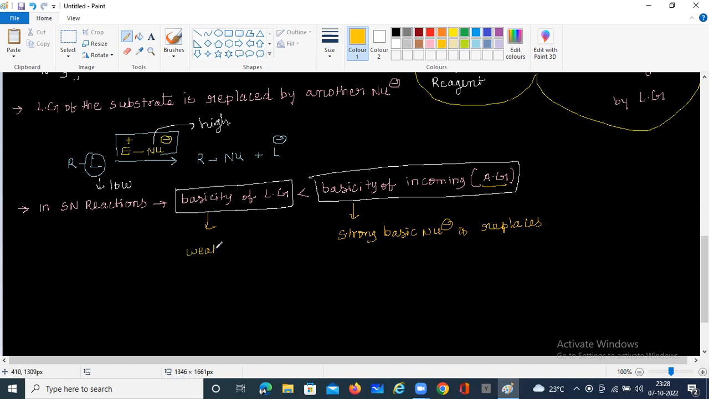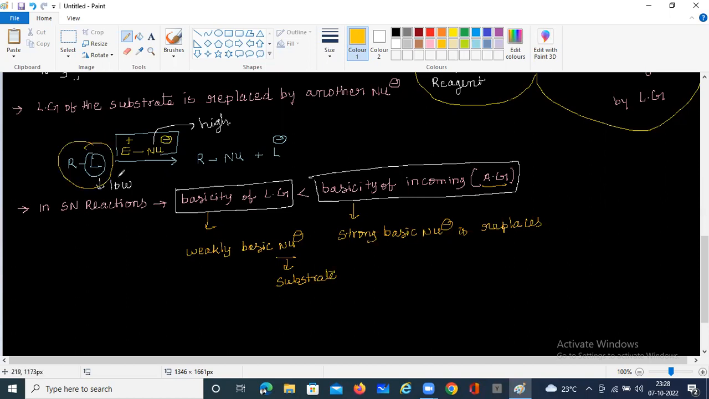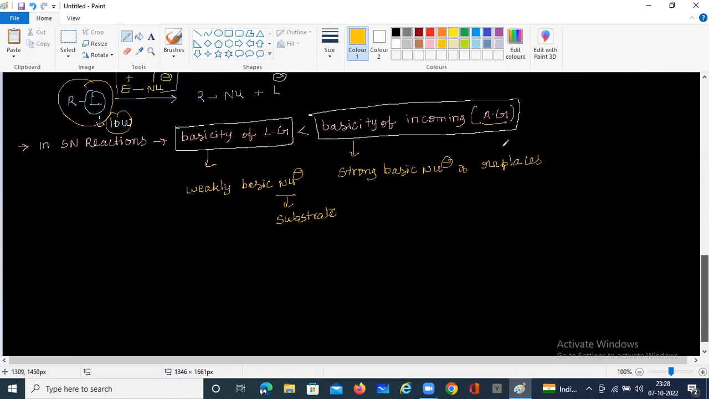It is what? Weakly basic న్యూక్లియోఫైల్. దాన్ని రీప్లేస్ చేస్తుంది. గ్రూప్ ఆఫ్ వాట్? ఈ వీక్లీ బేసిక్ న్యూక్లియోఫిలిక్ గ్రూప్ ఆఫ్ వాట్? దేంది ఇది? సబ్స్ట్రేట్. దేంది బెట ఇది? సబ్స్ట్రేట్. అంటే వెరీ సింపుల్, ఇదిగో దీంది బెట, దిస్ వన్. ఓకేనా? లో ఉండాలని చెప్పాను కదా. ఓకేనా? So shall I give one example based on this?